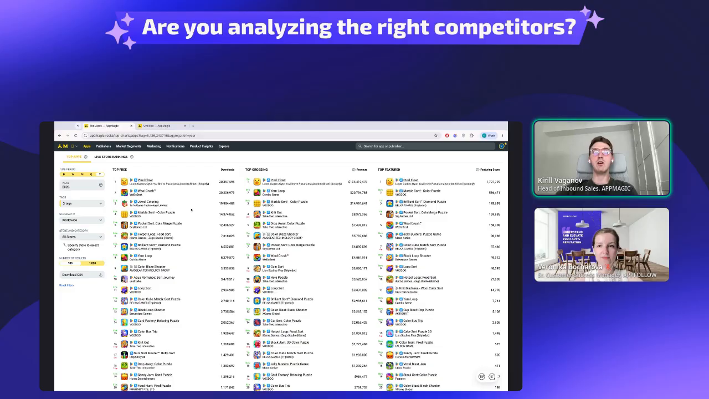Right now we're looking at the puzzle genre within the hybrid casual taxonomy, so all of the most popular recently released games. If you look at the top chart, you'll see that Pixel Flow is definitely the biggest game of the market. So it doesn't really make sense to look at anyone else, because this game makes more money than everyone else combined. So why would you bother looking at everyone else?